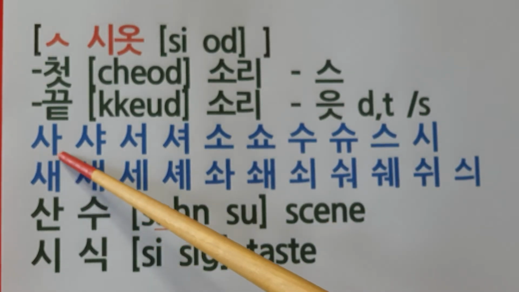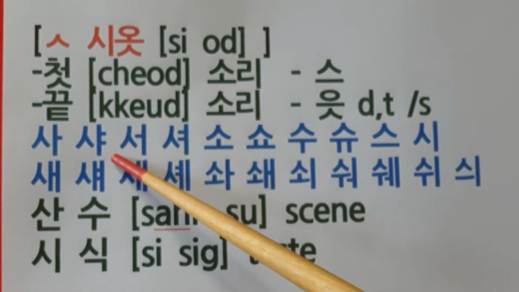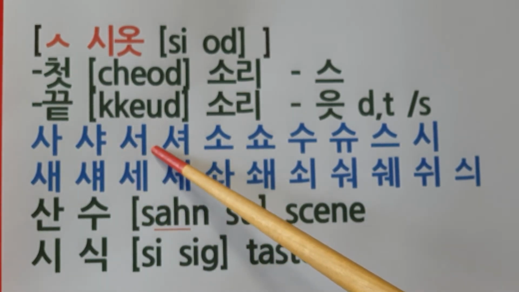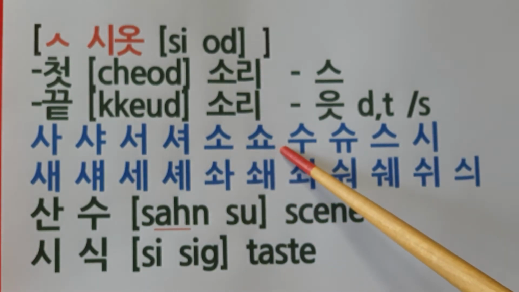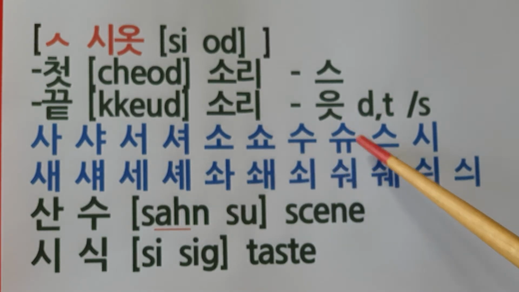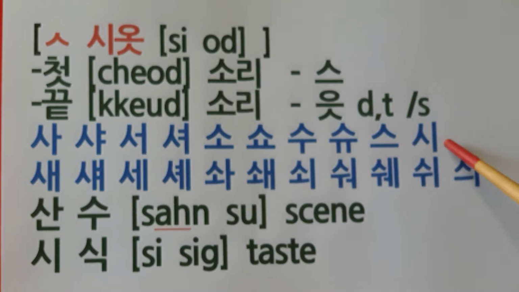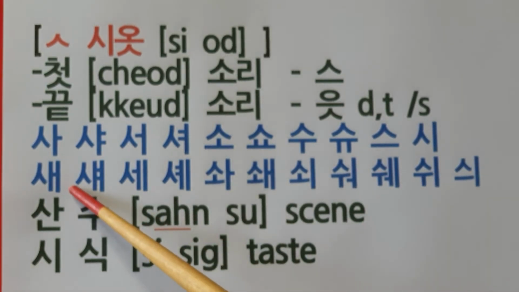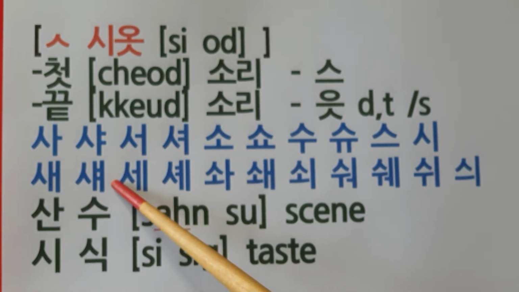Let's practice with vowel. 사. 샤. 서. 셔. 소. 쇼. 수. 슈. 스. 시. We don't say si. No. She. Okay? 새. It's like a bird. 쉐. When you say shadow, you could use this one. 쉐.